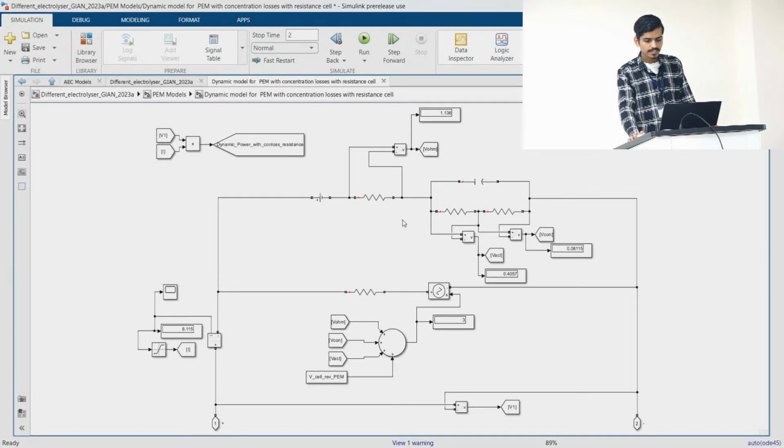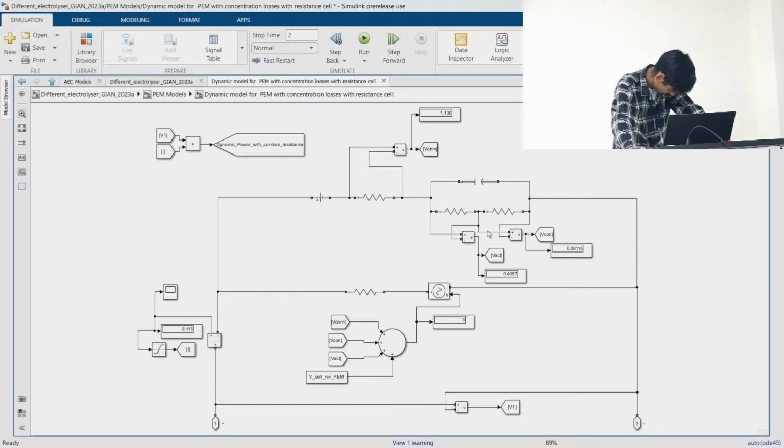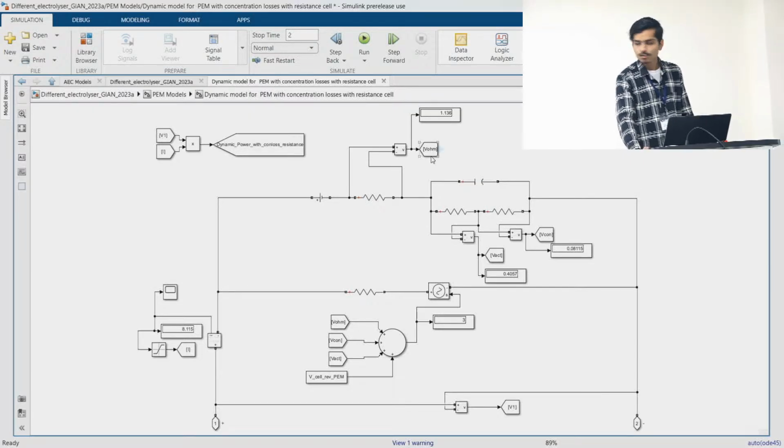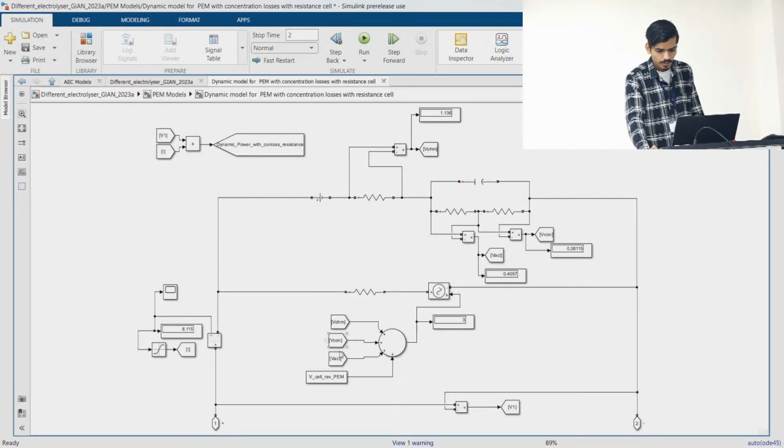So this whole circuit is similar to the previous one. Here we have the activation resistance and here we are using the concentration resistance. With the help of these two, we are able to model the concentration and activation losses for the electrolyzer. With the help of these three values, ohmic losses, activation losses and concentration losses, we get the control signal for our controlled voltage source, and across these two terminals we give the excitation to our electrolyzer.